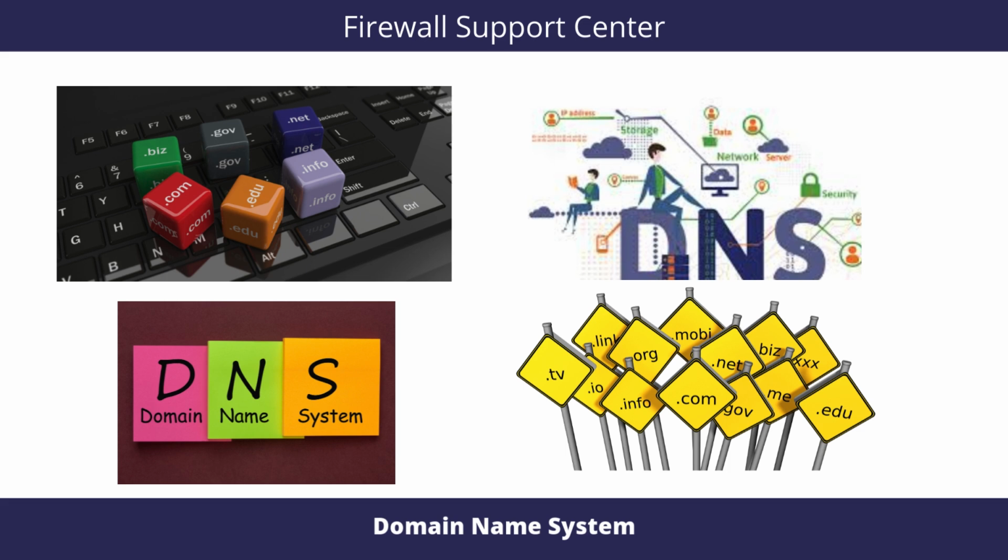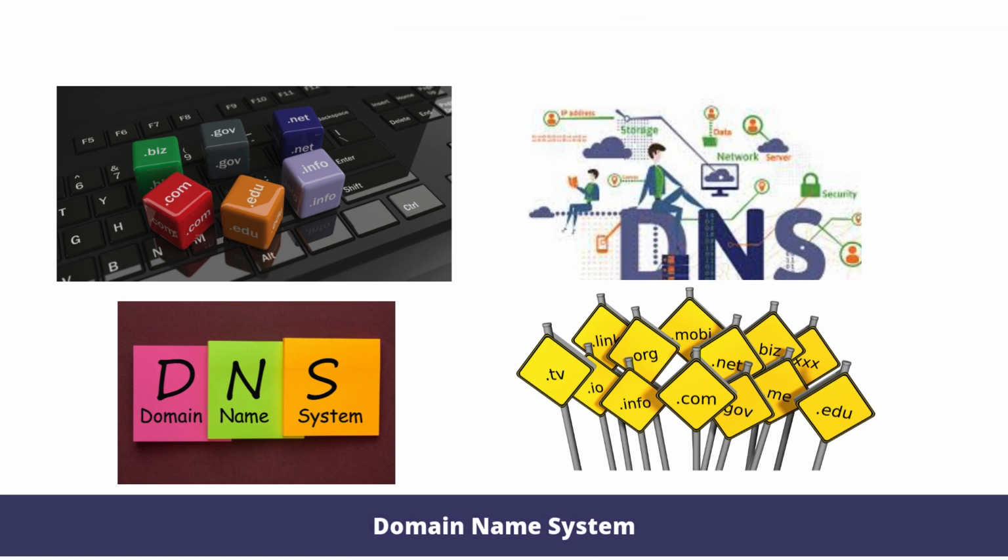SOA, the start of authority: the record provides authoritative information about a DNS zone, including the primary name server, the domain administrator's email address, and the domain's serial number. NS, the name server: the record specifies the authoritative name server for a given host. TXT, the text record, is used to store text-based information.